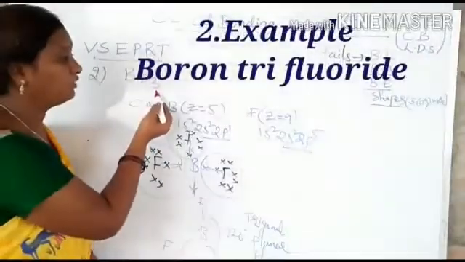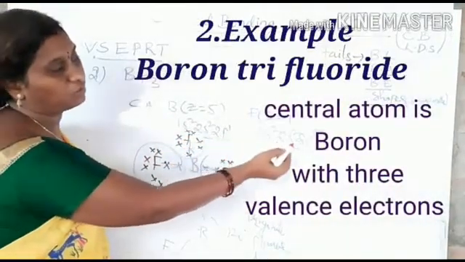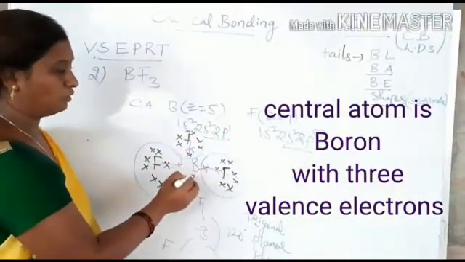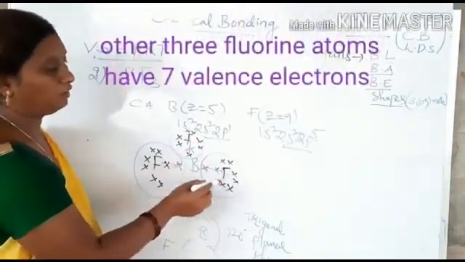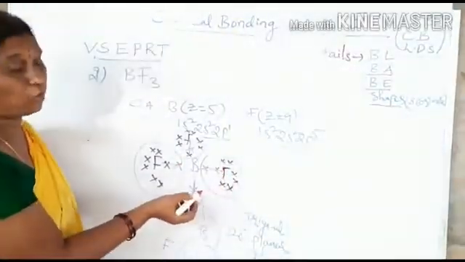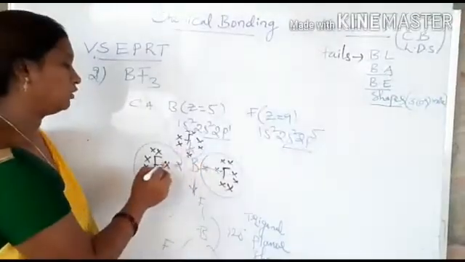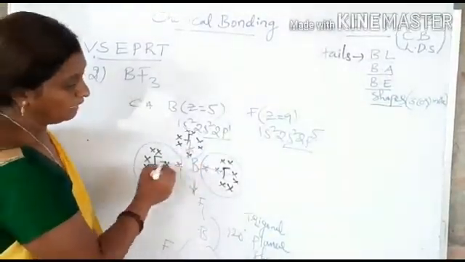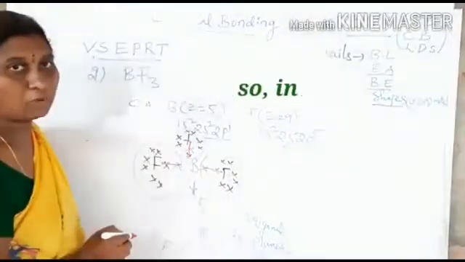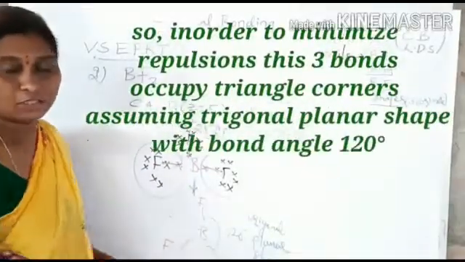So we'll go for one more example, that is BF3. Here the central atom is boron, 1s2 2s2 2p1, and fluorine 1s2 2s2 2p5. Boron has 3 valence electrons, so 1, 2, 3. This is the Lewis dot symbol of boron, and fluorine has 7 valence electrons shown like this. So fluorine, in order to get the octet configuration, shares 2 electrons, and here shares 2 electrons, and here shares 2 electrons, leading to covalent bonds. 1, 2, 3 bonds. But these 3 bonds contain bond pair electrons with a negative charge, so they undergo repulsion.